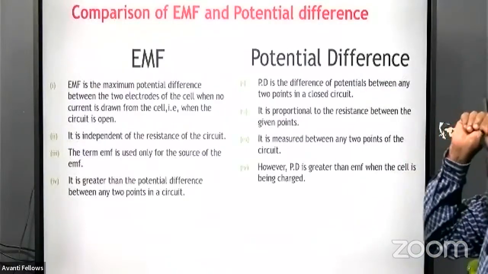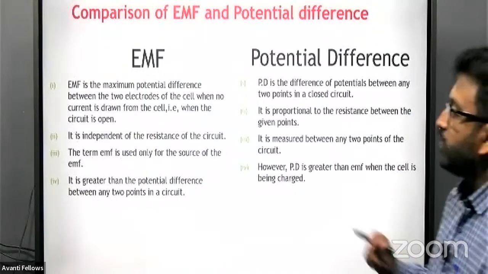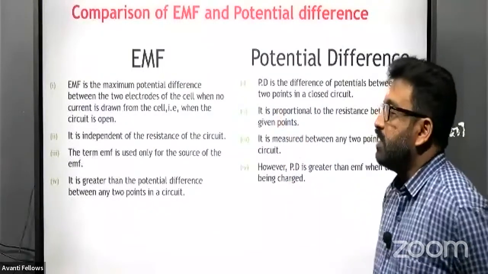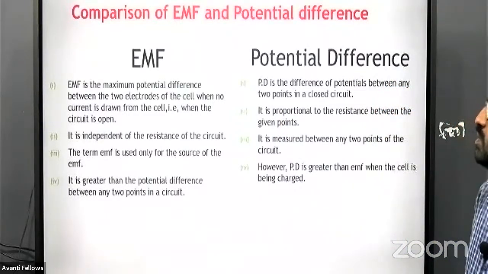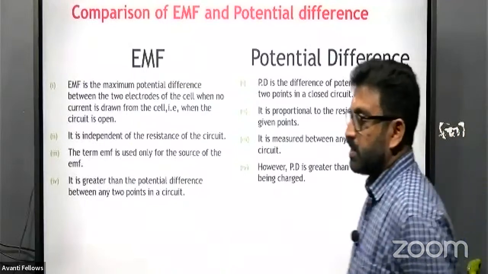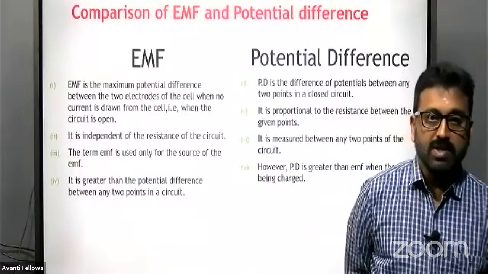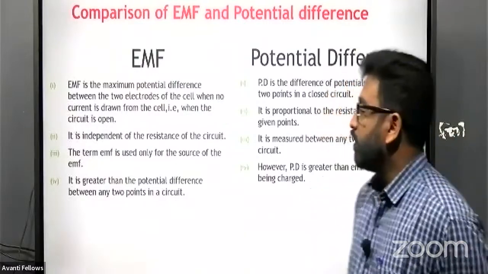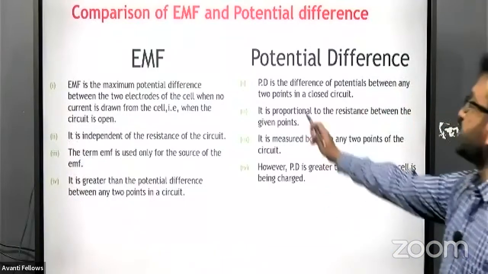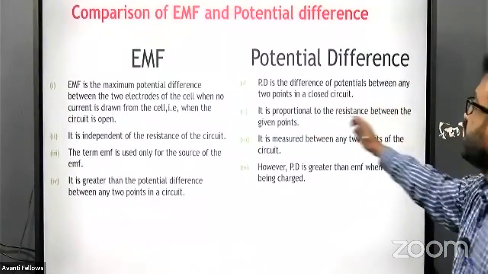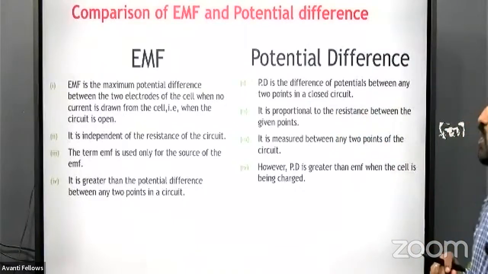Now, the comparison of EMF and potential difference. See the different statements. EMF is the maximum potential difference between 2 electrodes when no current is drawn from the cell. Open terminal potential difference, it is called EMF. Whereas the potential difference is the difference of potentials between any 2 points in a closed circuit when a current is flowing through the circuit.